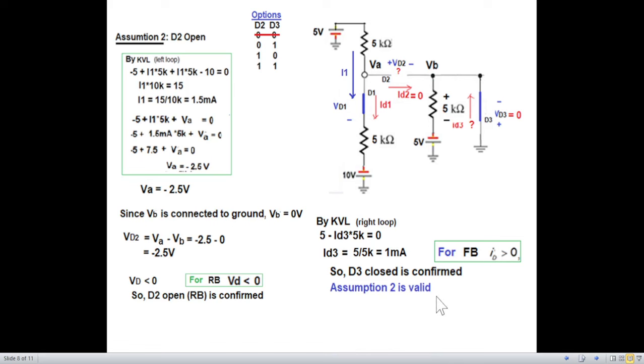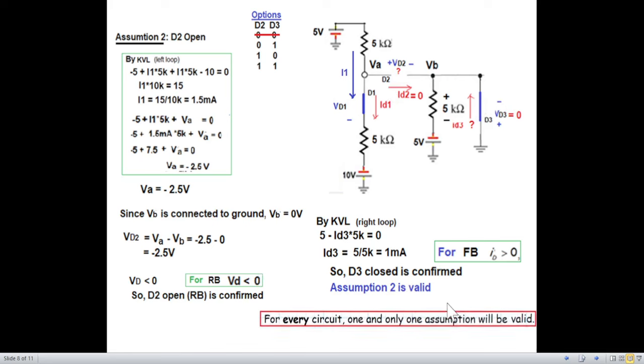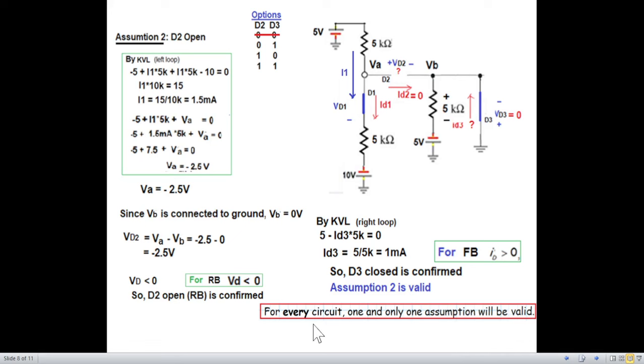So assumption 2 is valid because the reverse bias has been confirmed and the forward bias has been confirmed. So this assumption is valid. And now, as we discussed earlier, we have to keep in mind that for every circuit, one and only one assumption will be valid. Now, since we have found assumption 2 to be valid, there is no need of going further. And from here, we can find the answer, that is VA.